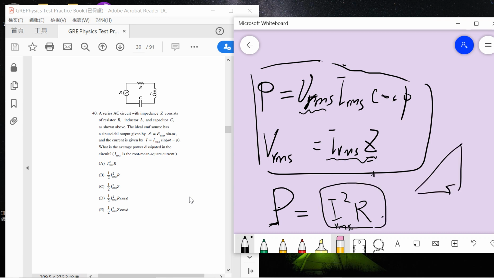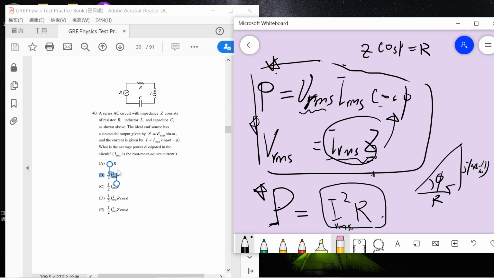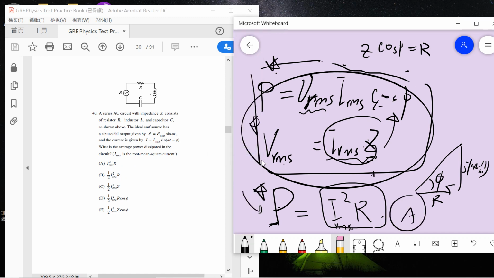I already said that this is R, this is the imaginary part, and this is phi. So Z times cosine phi is equal to R. This is almost a definition. If you remember this formula, you can get answer A. If you remember these formulas, you can plug in the definition that cosine phi equals R over Z. Plugging into V, Z times cosine phi becomes R. If you forget these formulas, you need to solve it yourself, and it's probably difficult. So the answer is A. So this is our 30 to 40.